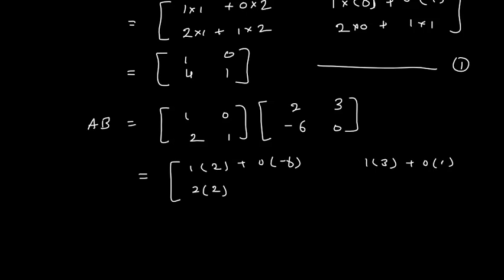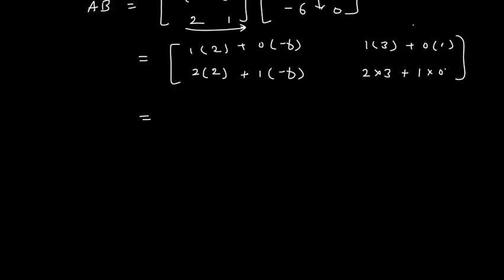What we are doing? Second line we are multiplying with first column, like that. So here we have 2 into 3 plus 1 into 0. So this gives me finally, 2 into 1 is 2, 0 into minus 6 is 0, here 2 into 2 is 4, 4 minus 6 is minus 2, and here 1 into 3 is 3, 0 into 1 is 0, and 2 into 3 is 6. So this is the value of AB. We can say that this is equation number 2.